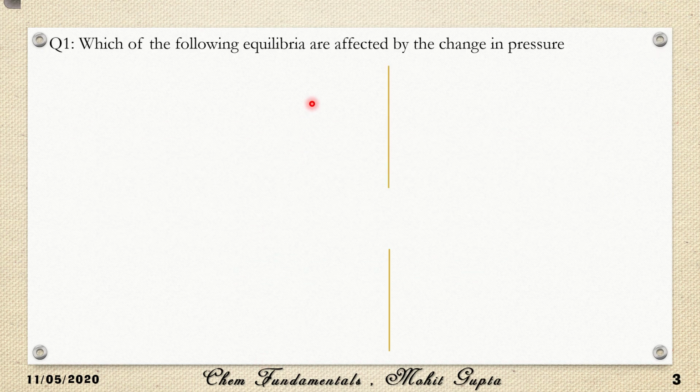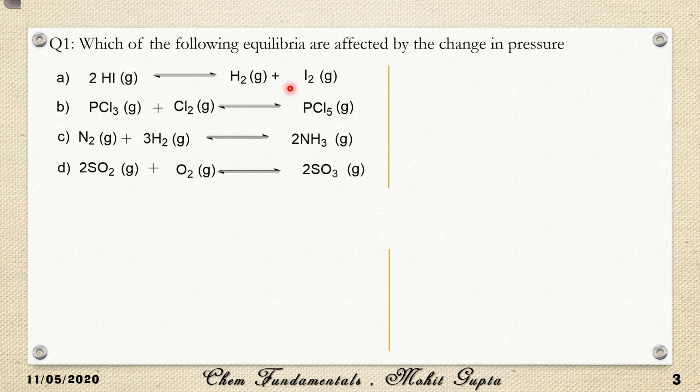The first question is, which of the following equilibria are affected by the change in pressure? Now, how is equilibrium affected by pressure? If I increase the pressure, then equilibrium shifts to that direction which has a lesser number of molecules. On the contrary, if I decrease the pressure, the volume increases and equilibrium moves in that direction which has more number of molecules. So here we have four questions.